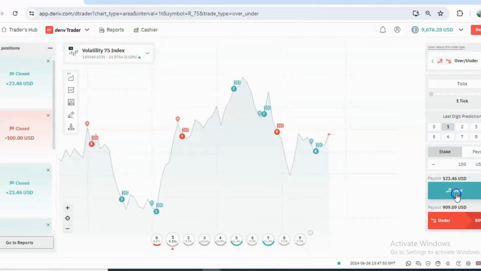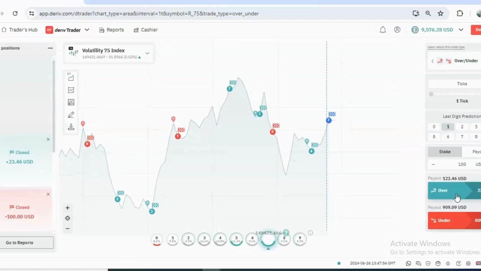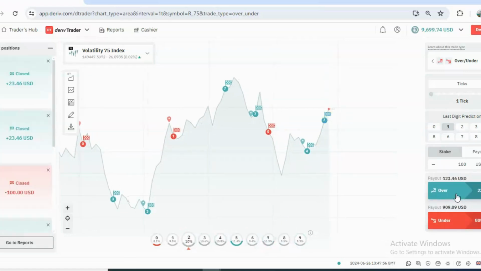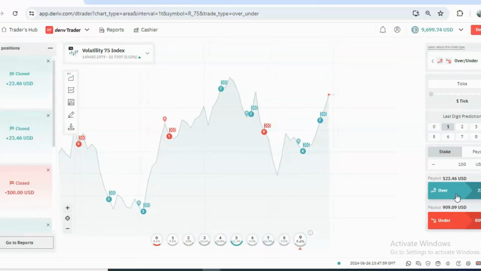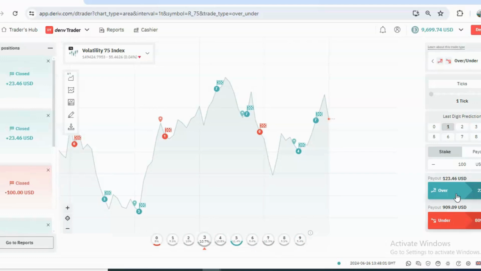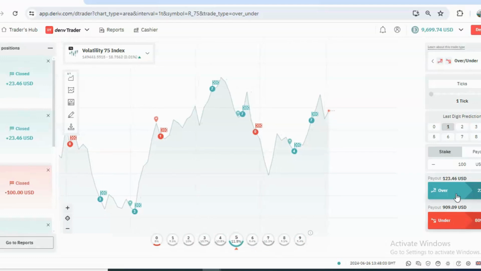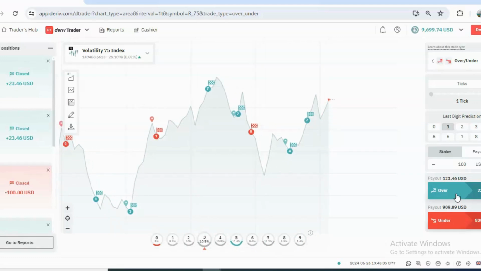Let's wait, but don't try to recover as soon as possible, because this market, they usually manipulate it so fast, especially if you take too long in the market.